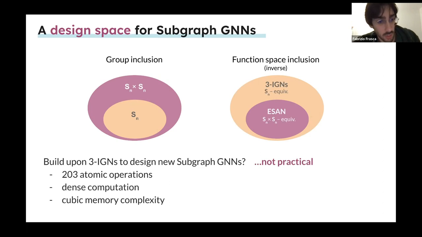The problem with 3-IGNs, if we would like to use them to design new subgraph GNNs, is that this is not really practical, because the way these layers are constructed is by means of 203 atomic operations, which are linearly combined together. So the space is large. And at the same time, the computation is dense, and the space complexity is cubic, which is not ideal, right? So we tried to find a compromise.